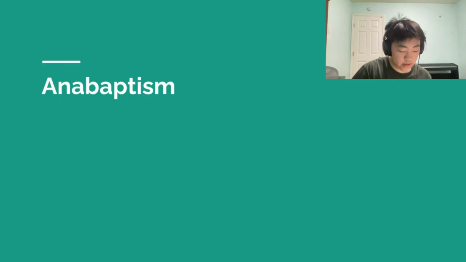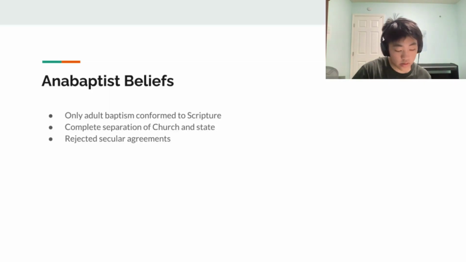Next, Anabaptism. Anabaptism believed that only adult baptism conformed to the scripture, and they opposed infant baptism. And they also advocated for the complete separation of the church and state and rejected secular agreements. So they would refuse to pay taxes, take civil oaths, hold public offices, etc.